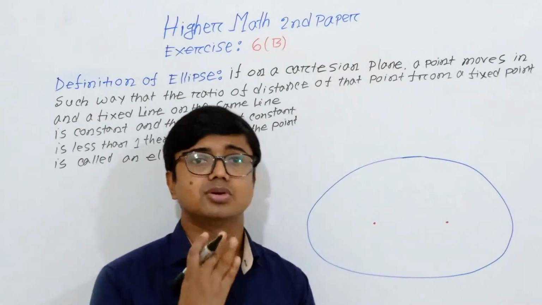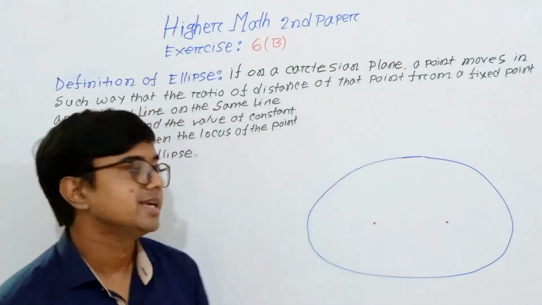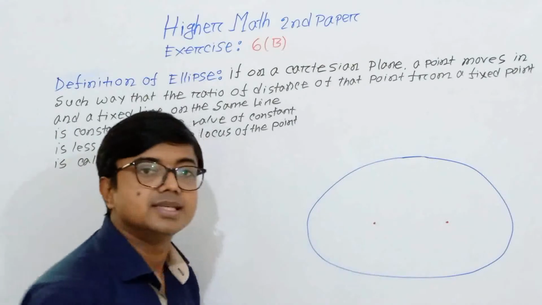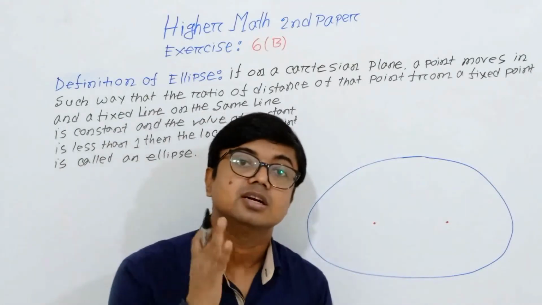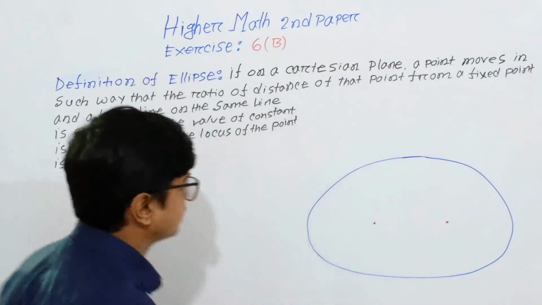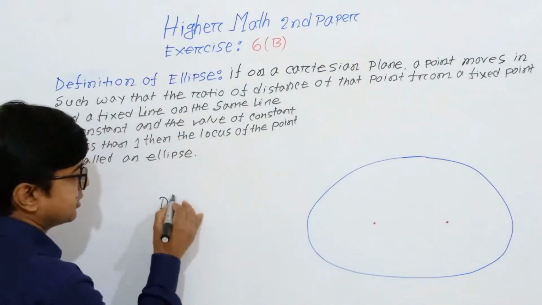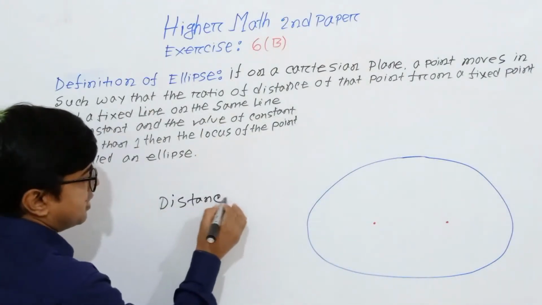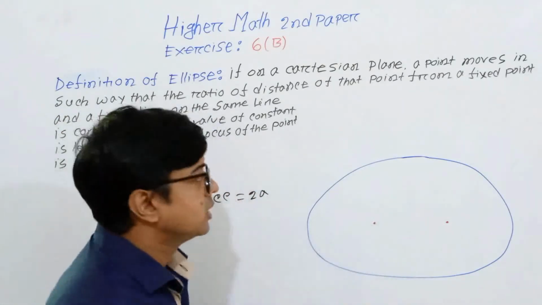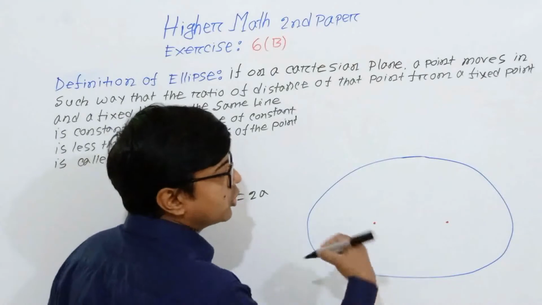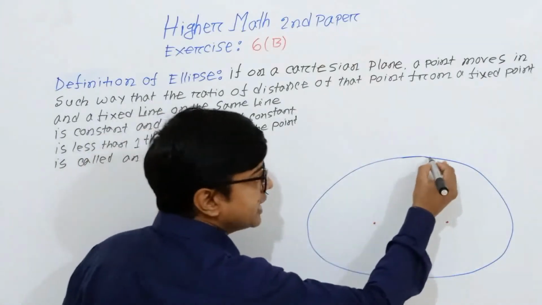Three important things for ellipse. The first two things are these 2 points. These 2 points are known as foci, and the third thing is distance. Look at this. Distance is always twice a.